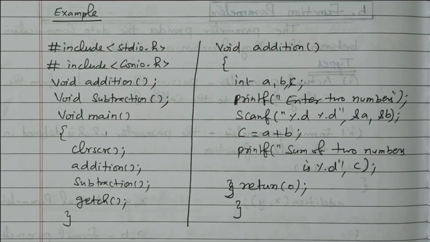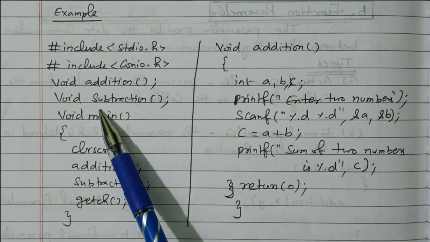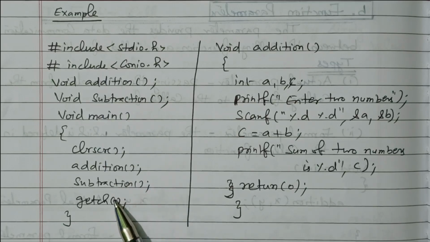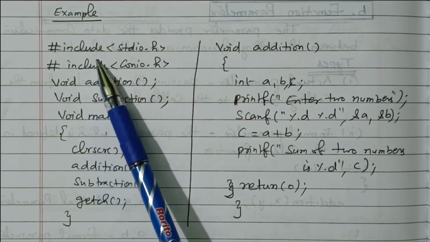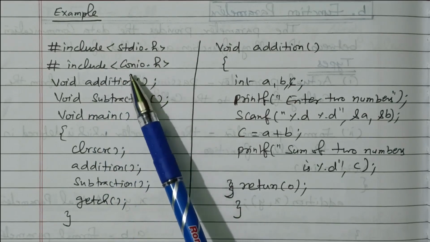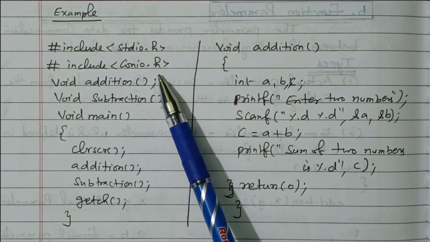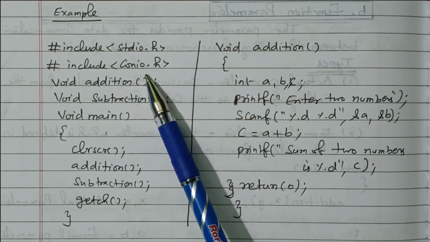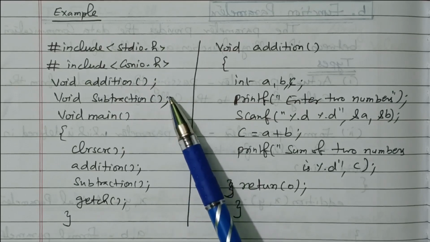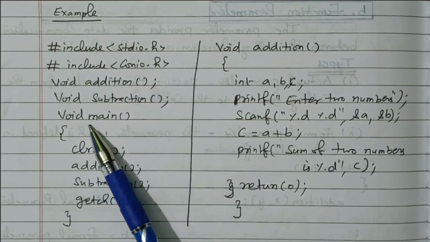So in this we will see the example program. This is the main program. We start with the header files. stdio.h and conio.h are included, standard input output and console input output. This is the main program. We start the main program.